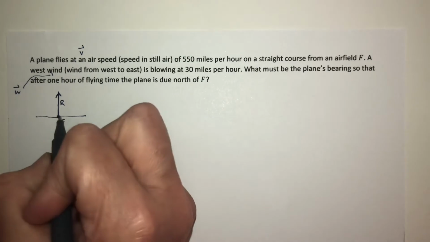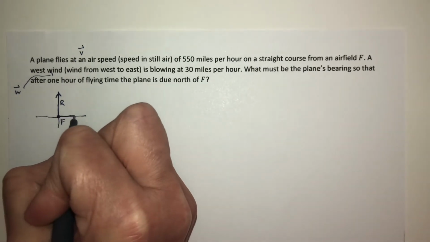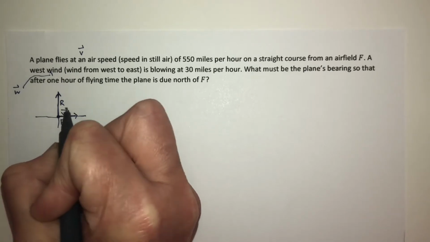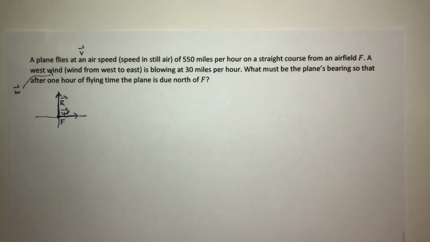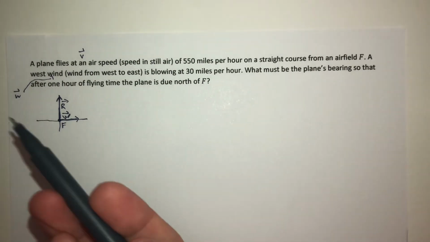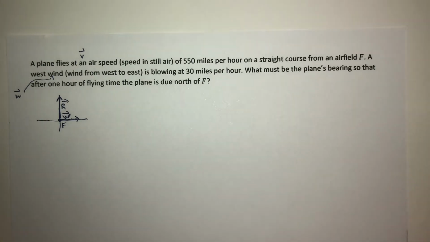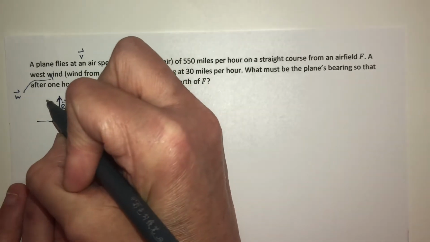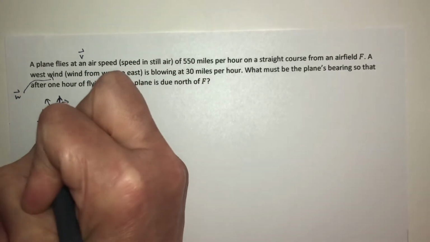Now we know the wind is blowing from west to east, so w is a vector going in this direction. If you think about it, just like when you're driving, if the wind is blowing hard from the left, in order to go straight, you have to steer into the wind a little bit. The wind's pushing you over to the right, so you have to go to the left. So the plane is going to be flying this direction some, because the wind's going to push it back. So we'll call this our vector v.